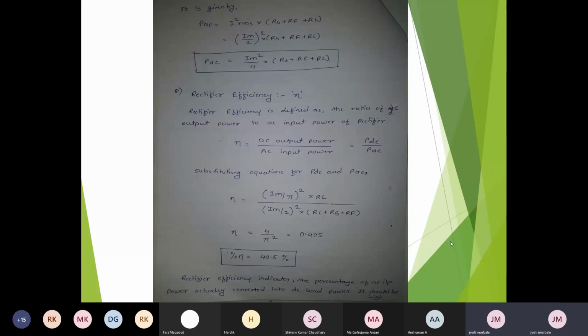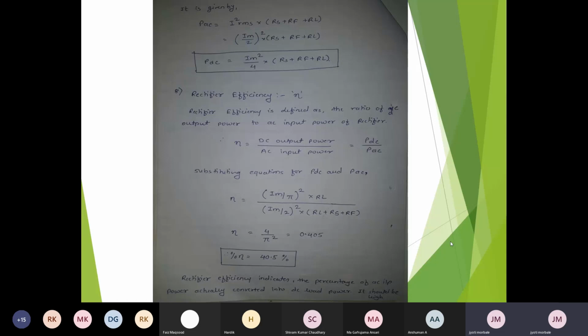PDC का हमने यहाँ पर इक्वेशन डाला. P is equal to what we can write I square into RL. Okay, I stands for Im upon pi. So उसका square upon PAC input, again denominator में RL plus RF plus RS लिखा है, उसको neglect करो, सिर्फ RL बच जाएगा. So numerator RL and denominator RL will get cancelled.